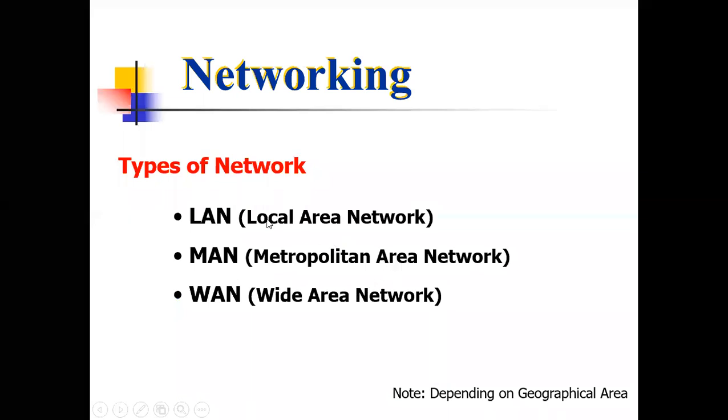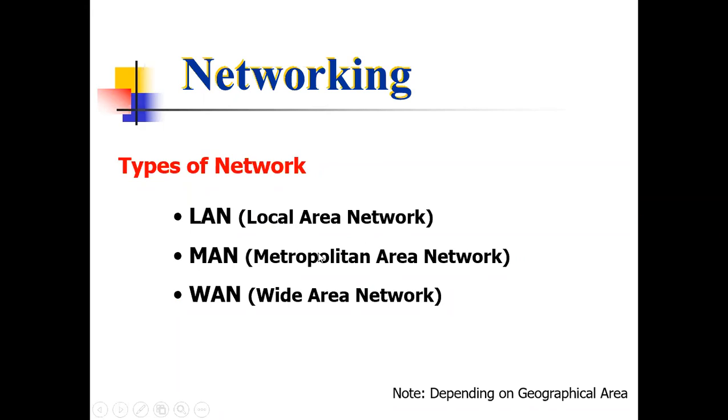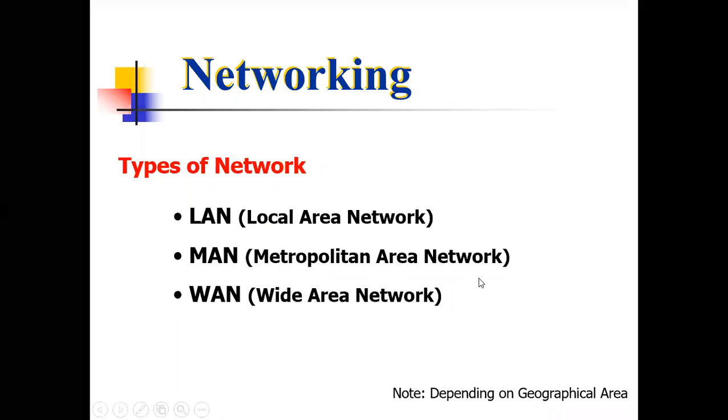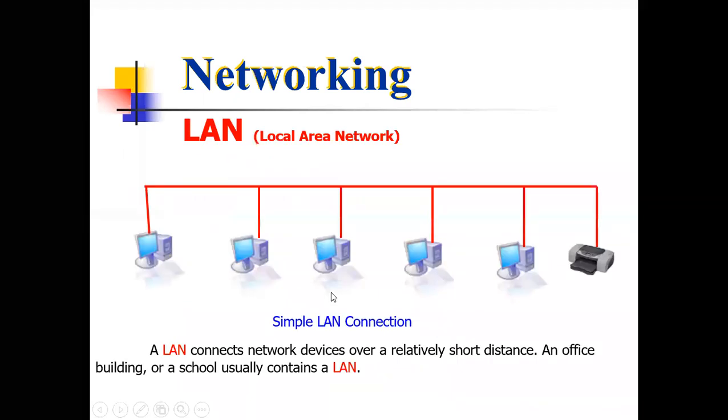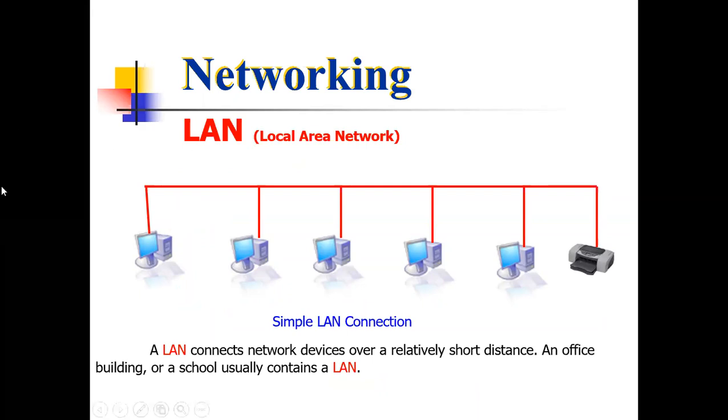LAN is a local area network, MAN is a metropolitan area network, and WAN is a wide area network. LAN is when you have one office connected with wires within the office. A LAN connects network devices over a relatively short distance. An office, building, or school usually contains a LAN. Within one location, you have a wired connection between the computers, which is called a LAN. Is it clear?